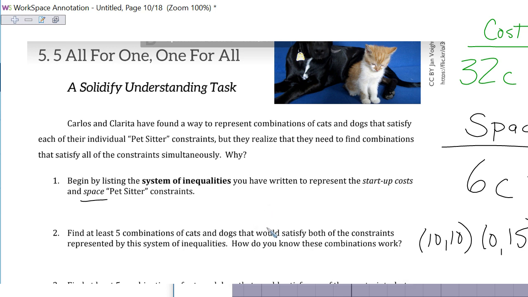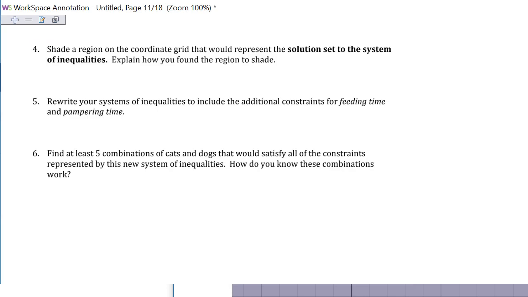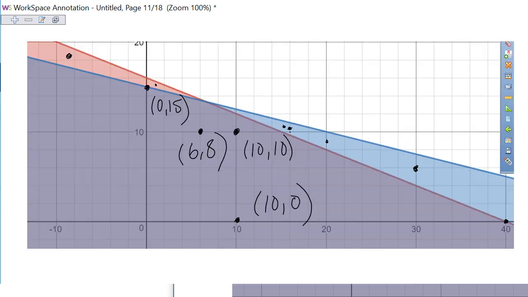Okay, and honestly, that's enough. We get it. All right, shade the region on the coordinate that would represent the solution set of the system. Well, it's kind of already shaded for us. That's what's nice about Desmos, is Desmos has already done that for us. It's the purple region.